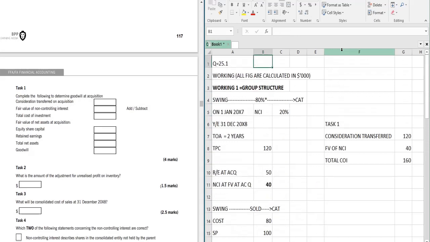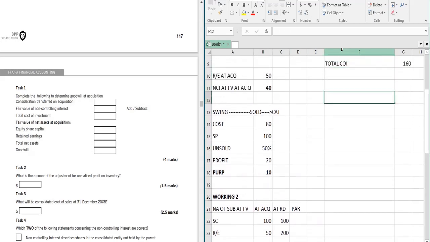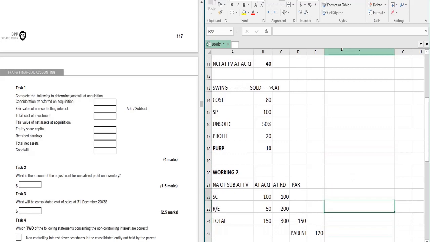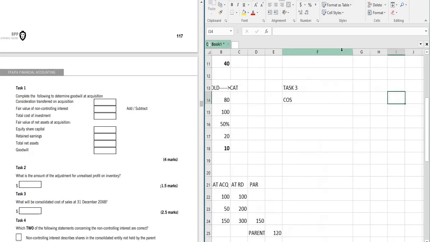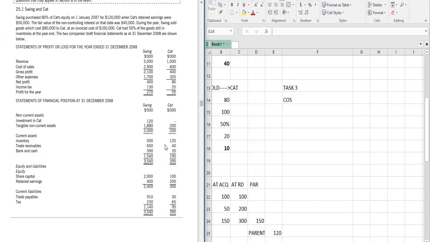So time of acquisition is 2 years. Okay, so no issue. So here I will write down tax free. So cost of sales, basically the question is asking. So parent cost of sales is 2900.